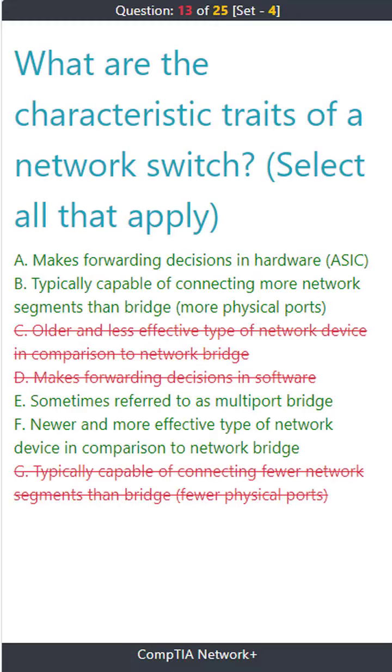The correct answers are A. Makes forwarding decisions in hardware, ASIC. B. Typically capable of connecting more network segments than bridge, more physical ports. E. Sometimes referred to as multi-port bridge. F. Newer and more effective type of network device in comparison to network bridge.